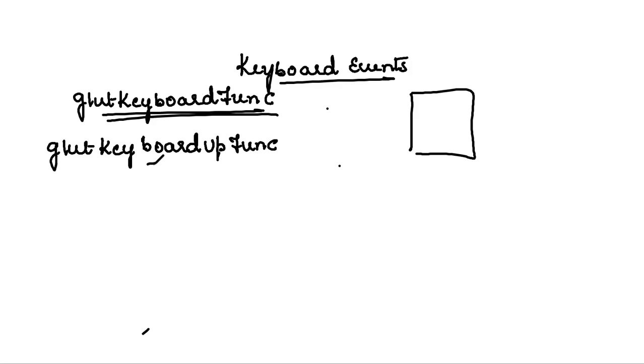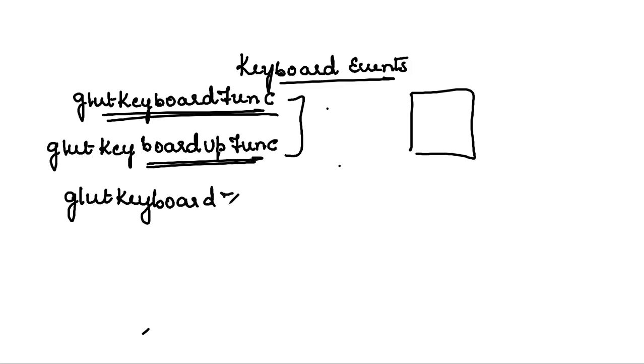Similarly, we have a key up function also. Again, this is also a callback function. The glutKeyboardFunc is used for pressing the key, and this second one is for releasing the key. Whenever you press a key, the ASCII code is generated and the location of the mouse is written. All the keyboard callback functions are registered in a single callback function, which is called the GLUT keyboard function, where all the other keyboard callback functions are registered.